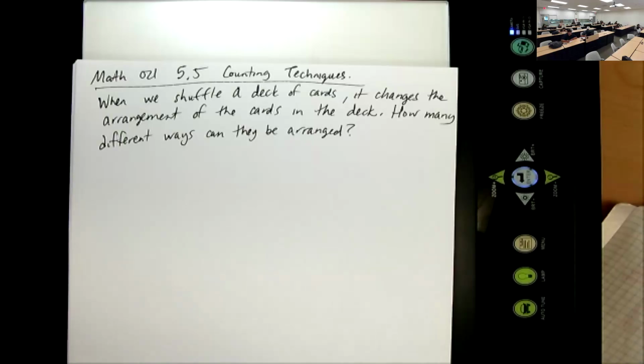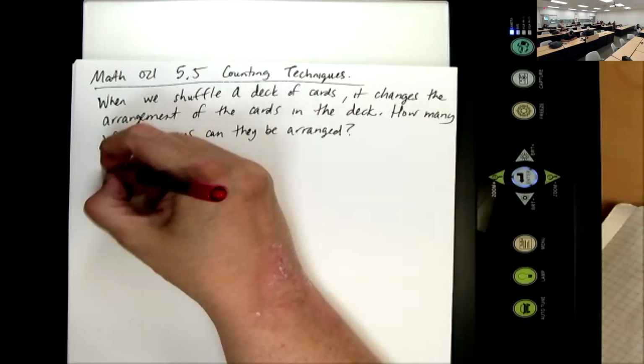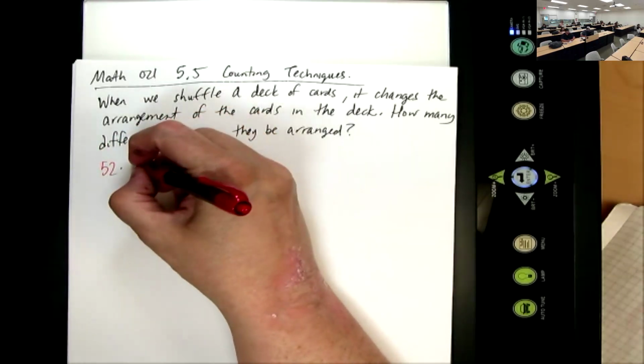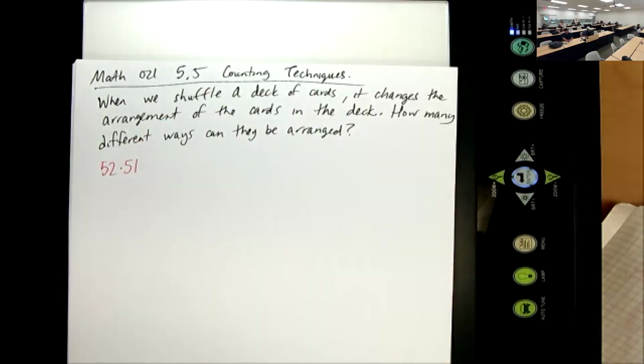This is kind of like how we started the pocket cards the other day. There's 52 options for the first card. The second card, there's only 51 cards left. It could be one of 51 different cards. We're not doing probability though, we're just looking at the number of ways it can be arranged, so we don't need the numbers on top.